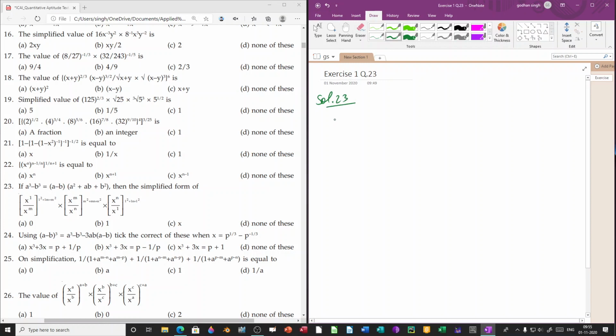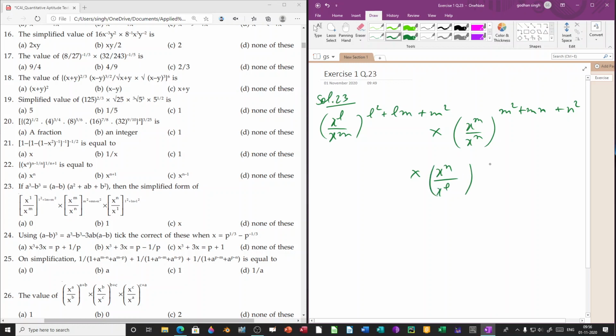Solution 23. (x raised to l over x raised to m) raised to the power of l square plus lm plus m square, then multiplied by (x raised to m over x raised to n) whole raised to the power of m square plus mn plus n square, then multiplied by (x raised to n over x raised to l) whole raised to the power of l square plus nl plus n square.